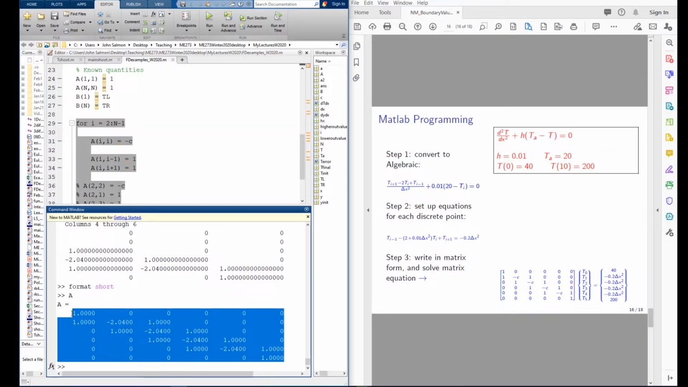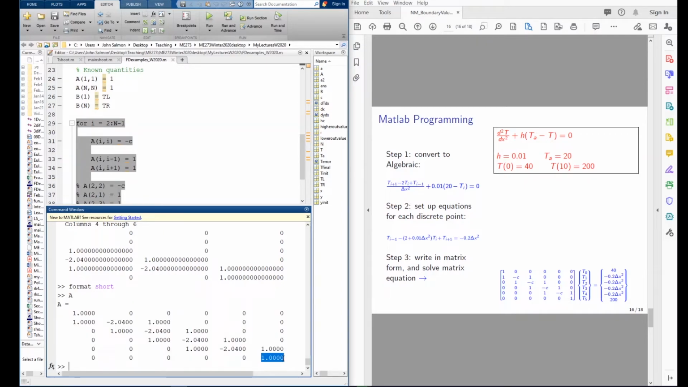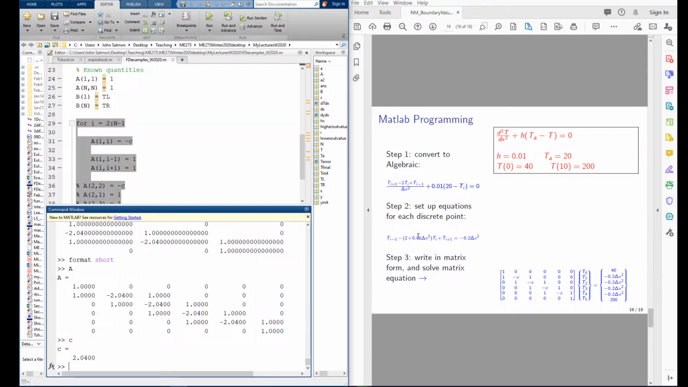All right, and now I can kind of take a look at my A matrix right here. Sure enough, I've got 1 in the first column and in the first row. I've got 1 in the last column and last row, and I've got this 1 minus C 1 sort of pattern the whole time. Okay, let's take a look at what my C value is. My C is 2.04. That makes sense because I've got 2 plus 0.4 right here. Once I take my delta squared, which is 2 squared, which is 4. Okay, so that all looks good.